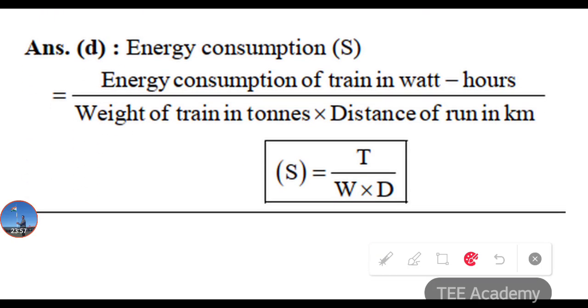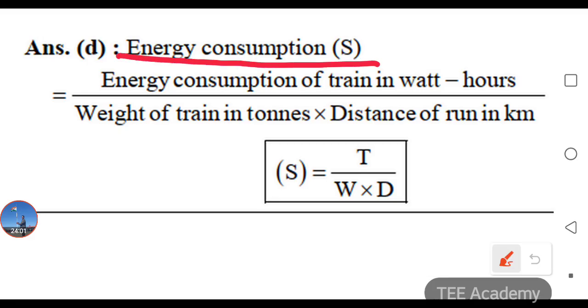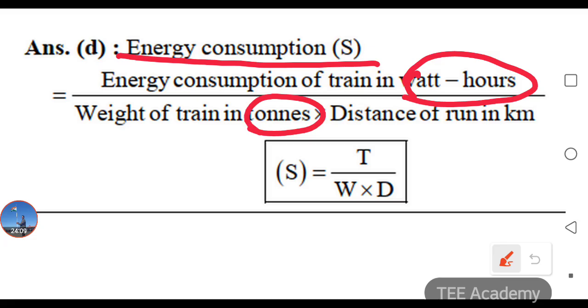The energy consumption is equal to the energy consumed in a train in watt hours. Sometimes they are asking units also, watt hours, and the weight of the train in tons, and the distance of run in kilometers. The units is watt hour per ton kilometer. So energy consumption is equal to energy consumed in the train in watt hours divided by weight of the train in tons times distance of run in kilometers.